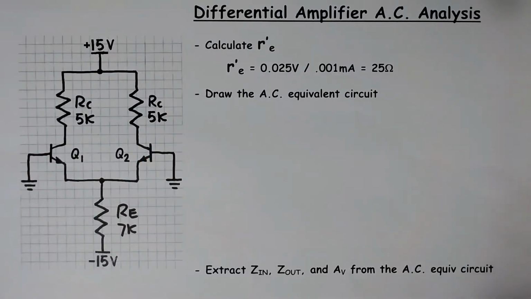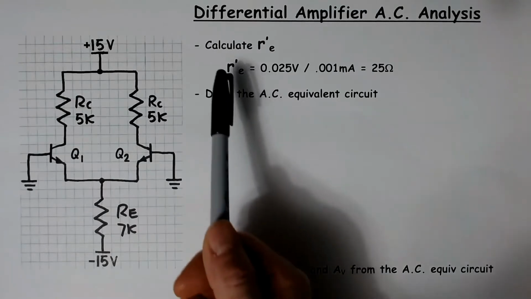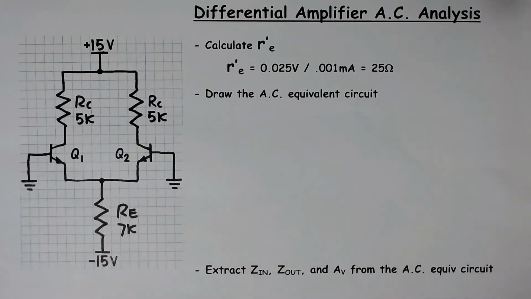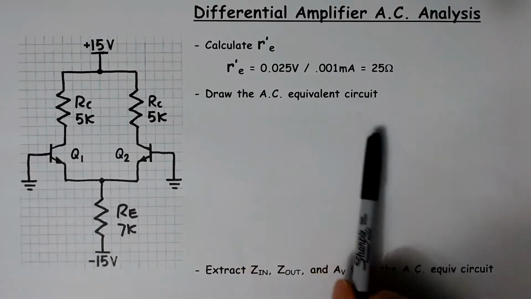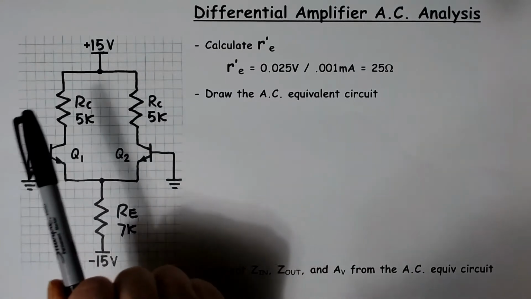Okay, let's take a look at the AC analysis of the differential amplifier. The process for doing the differential amplifier is the same as it is for any other amplifier. First thing you want to do is calculate R prime E, and you do that using the DC emitter current. And then you want to draw the AC equivalent circuit. I'm going to show you how to do that here. But the process is the same.